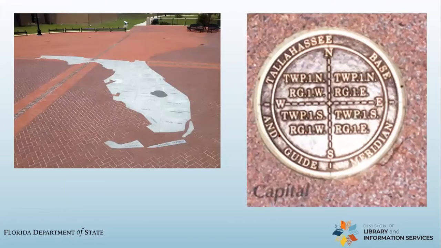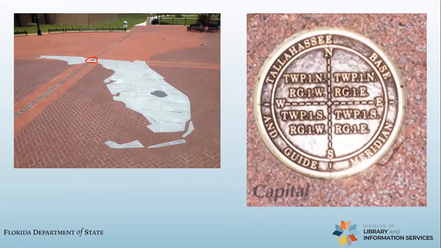So just to say a little bit more about this, the point of beginning for this survey is actually right in the middle of Cascades Park. If you've ever gone to Cascades Park and you see this beautiful plaza where they've got this nice little, I think this is marble actually, they've got the state of Florida with all the counties listed. And then they've got this funny little medallion right over Tallahassee.